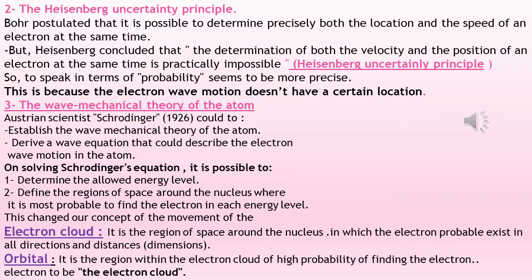Okay, we have two concepts and they are far away from each other. First, the electron cloud. The electron cloud is a region of space around the nucleus in which the electron probability exists in all directions and distances. Orbital: a region with a high probability of finding the electron. So the difference between the electron cloud and the orbital is that the orbital is the region which has a high probability of finding the electron, while the electron cloud is just the probability of the electron existing.